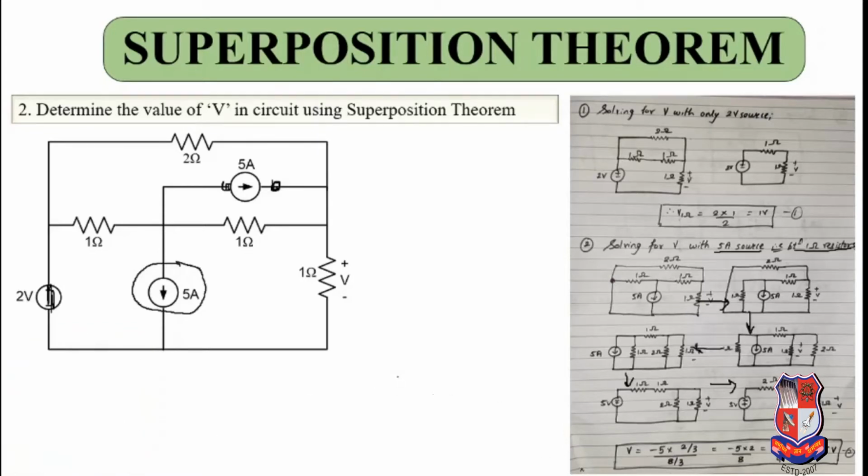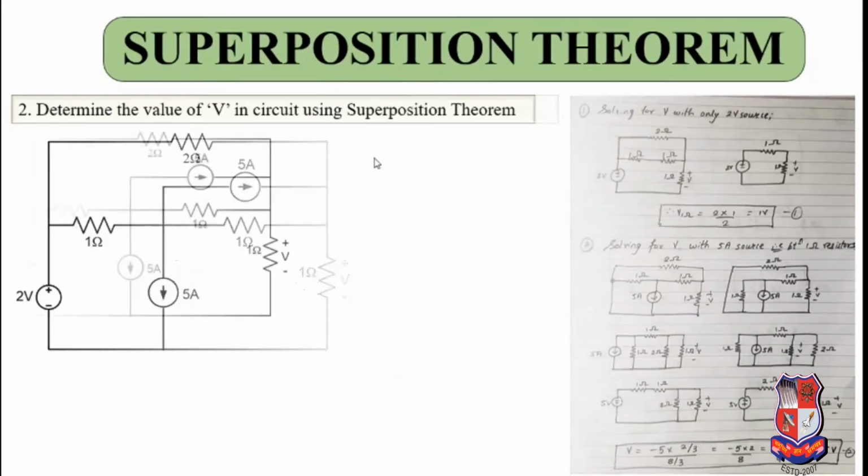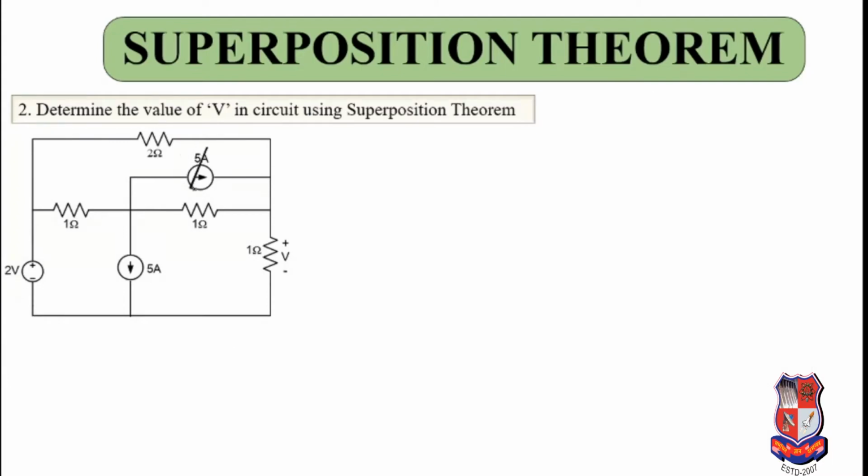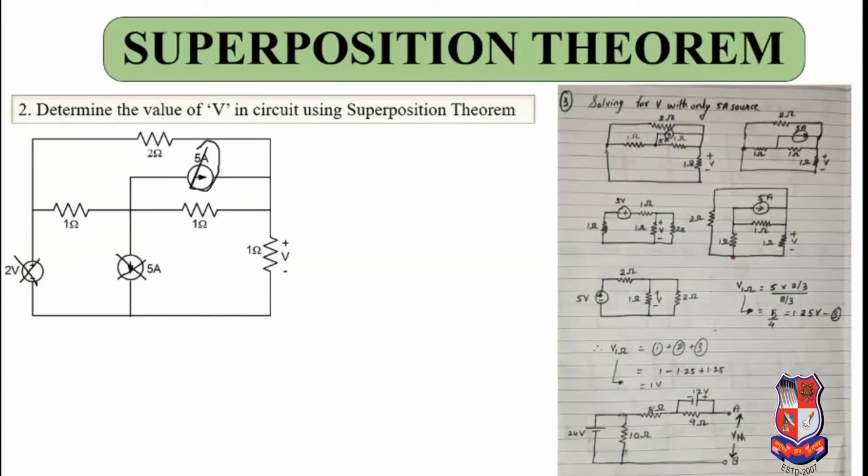So from this you can find the voltage across 1 ohm, that comes out to be minus 1.25. Now we have to take the other 5 ampere source, that is, this 5 ampere source is to be considered. You have to remove this current source and this voltage source. So this voltage source is short circuited, this current source is open circuited, and you have to solve this circuit.